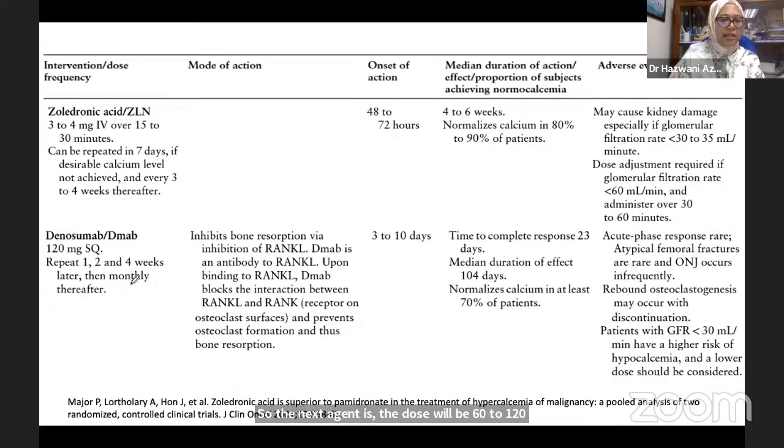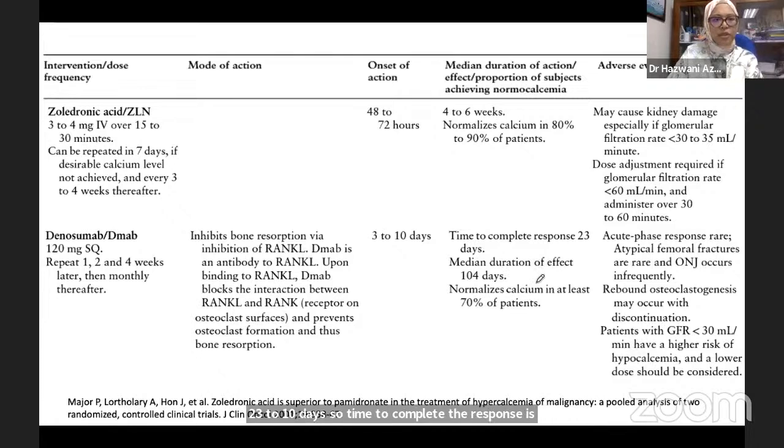These are the guidelines from the hypercalcemia of malignancy. They advocate that you monitor the calcium, and you might want to repeat the denosumab after 1, 2, and 4 weeks later and monthly thereafter, particularly in malignancy-related hypercalcemia. The onset of action is a bit longer than the bisphosphonate, 3 to 10 days. Time to complete response is around 23 days. Median duration of effect is around 100 days.